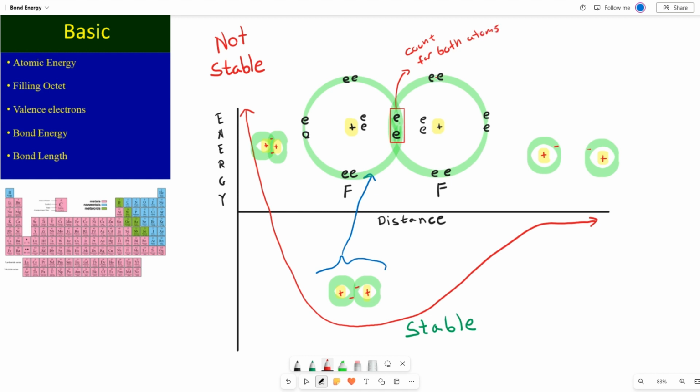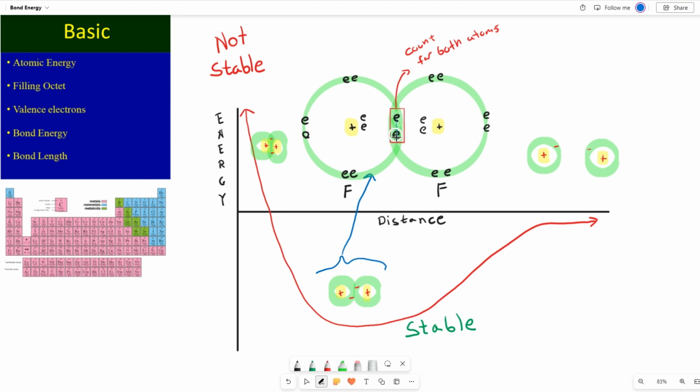So now if I count how many valence electrons each fluorine has, it's 1, 2, 3, 4, 5, 6, 7, but this electron from the other fluorine is going to count as well, 8. Well, this fluorine now filled its octet. It's very stable, very low energy. If we take a look at the other fluorine, it has 1, 2, 3, 4, 5, 6, 7, but this electron from the other fluorine counts for it as well, so it has 8.